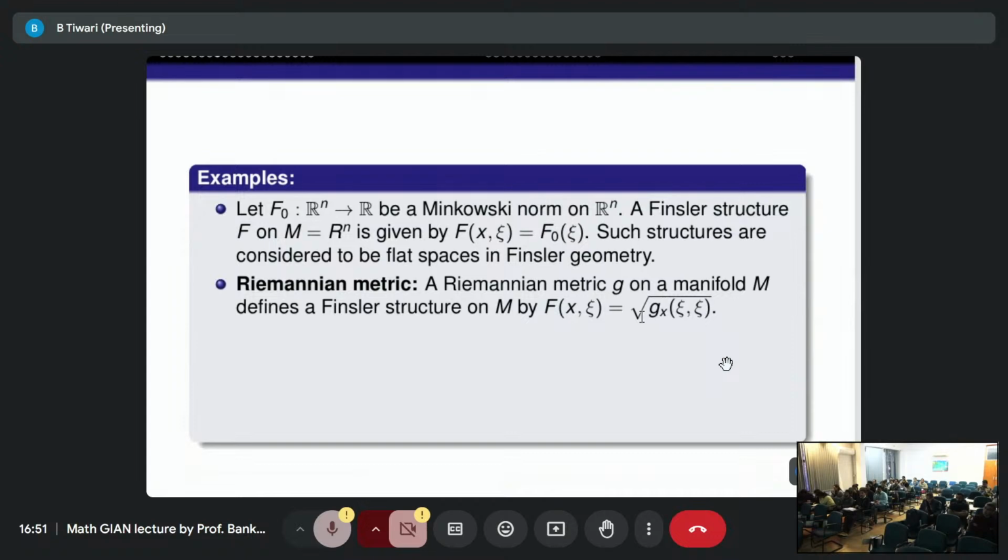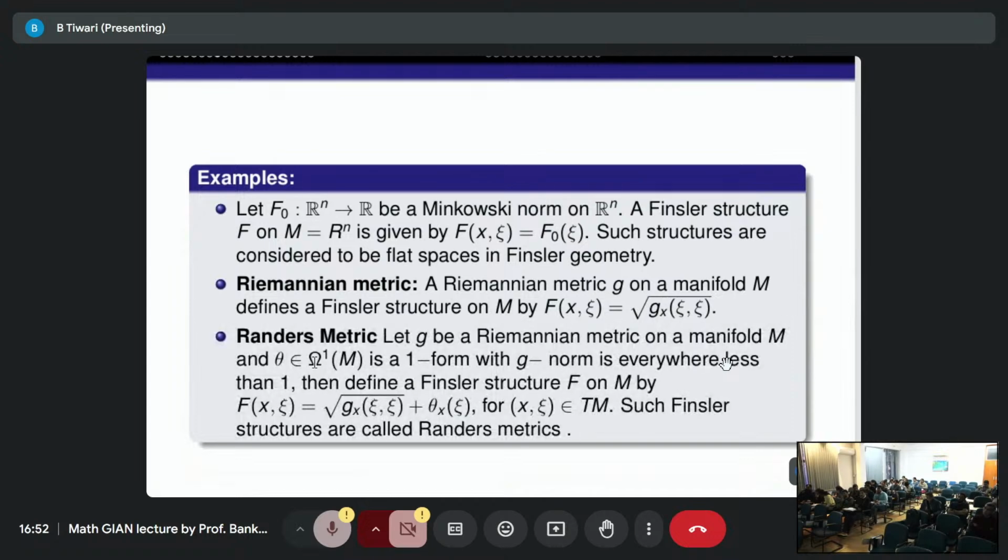Now, a Riemannian metric on a manifold again defines a Finsler structure. So you have G as a Riemannian metric, and f of x, chi is equal to the square root of g_x of chi, chi. So this defines a norm of the vector chi, and I'm talking about the Finsler structure induced from the Riemannian metric G.